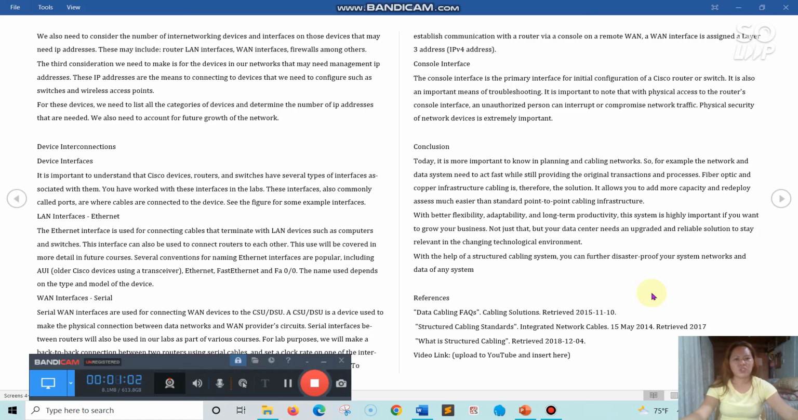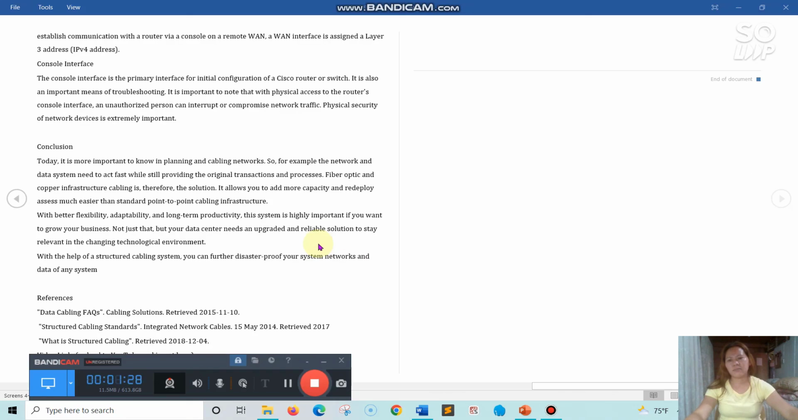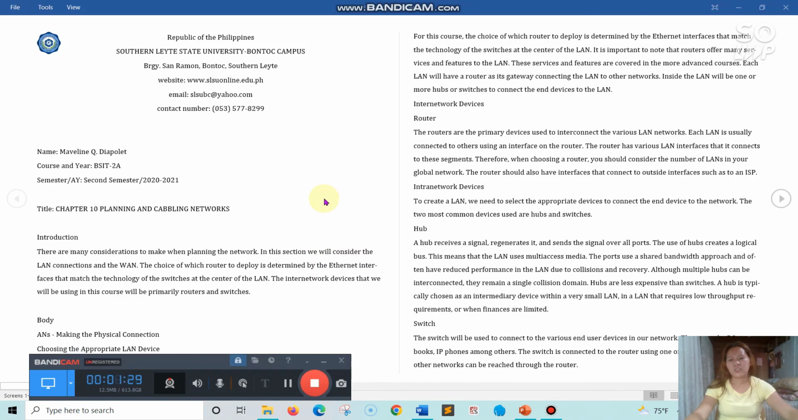Not just that, but your data center needs an upgrade and a reliable solution to stay relevant in the changing technological environment. With the help of a structured cabling system, you can further disaster-proof your system, networks, and data. So that's all for this activity for this chapter 10, planning and cabling networks.